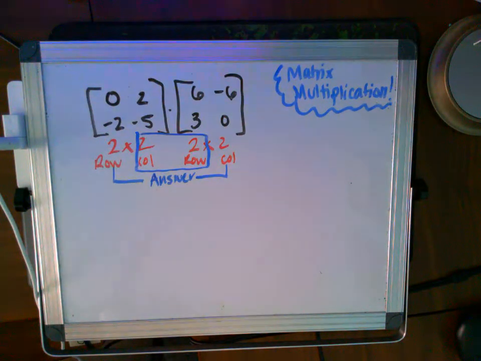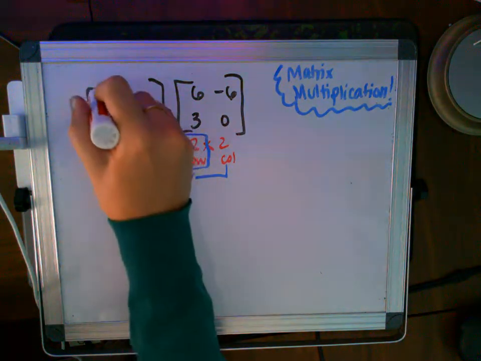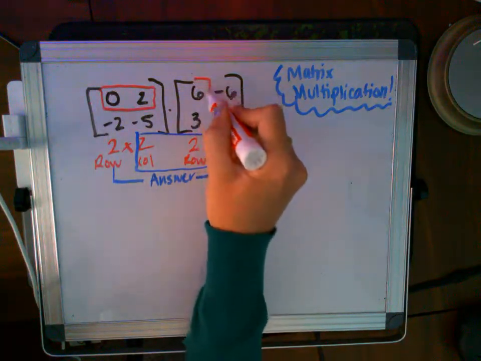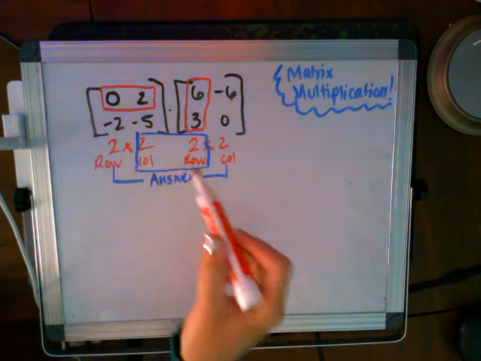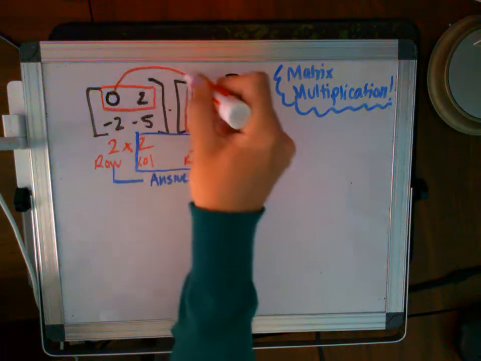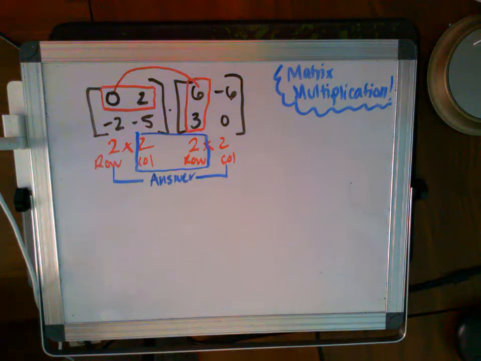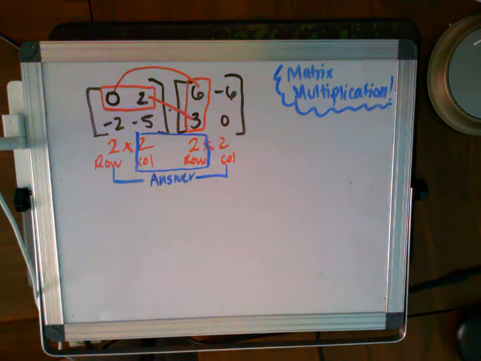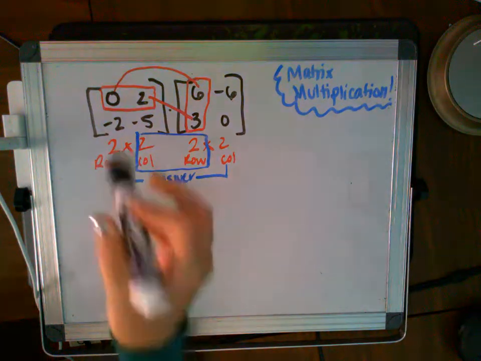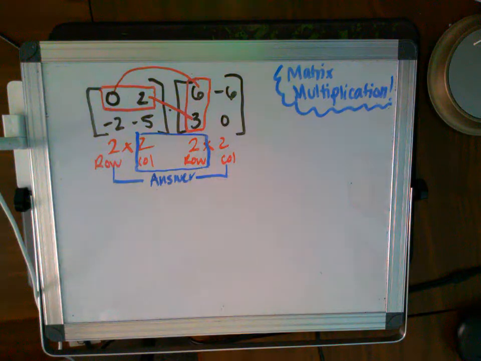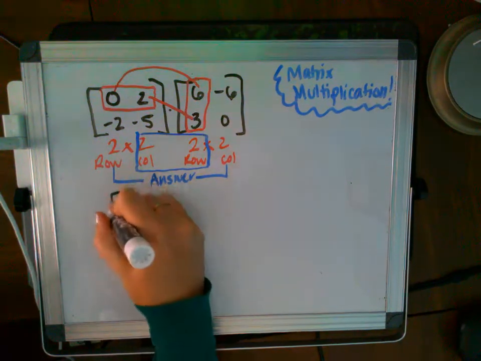We're going to start by looking at the left matrix, and we're going to look at these rows, and match them up with the column on the second one. That's why these internal numbers need to match up. So we're going to multiply the 0 and the 6 together, and multiply the 2 and the 3 together, and then add them up, and that's going to be row 1, column 1 of our answer. So let's go ahead and write that down.